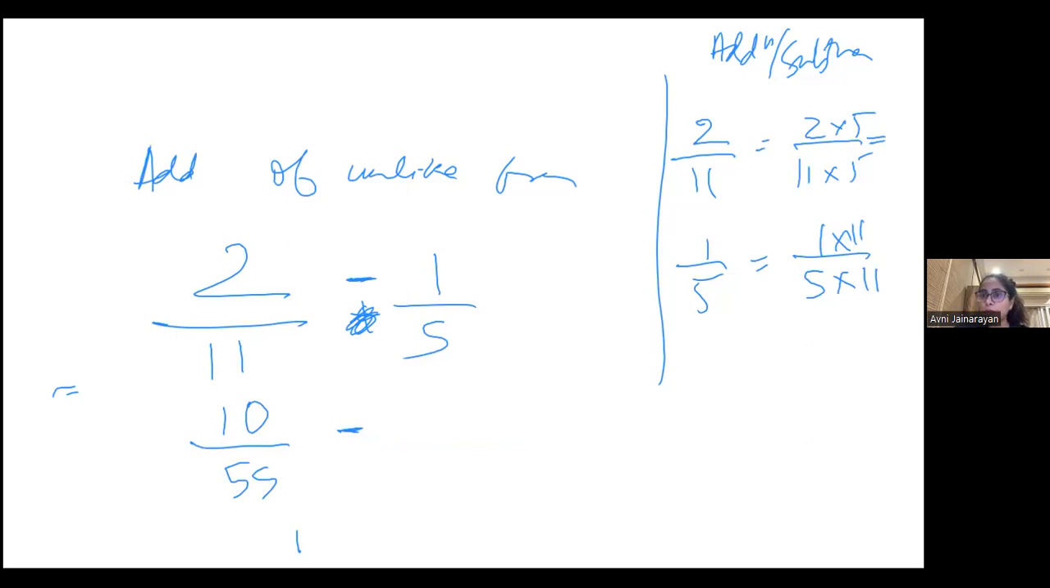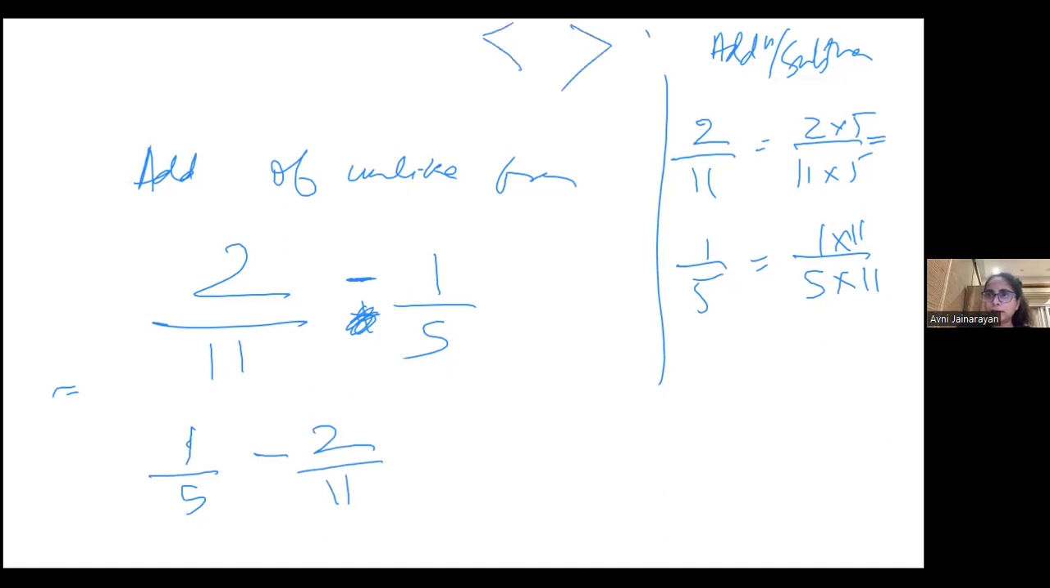Now this is a wrong question. Now, can you see? Yes, I've written the smaller number first. So it should have been 1 upon 5. Let me just rewrite the question for you. It should have been 1 upon 5 minus 2 upon 11.